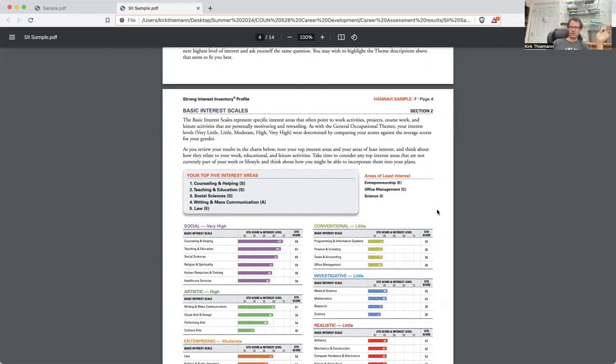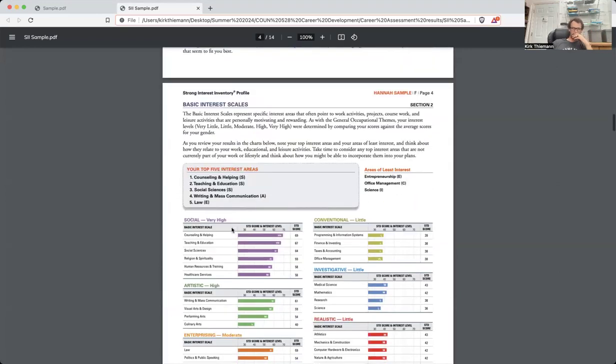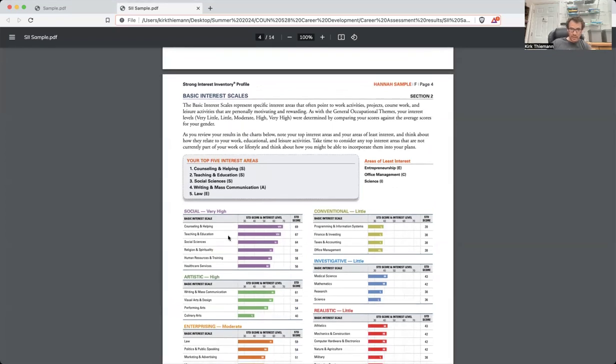So we know the interest theme code for Hannah is SAE, but now we start to figure it out. Okay, in social specifically, which was very high, counseling and helping was the highest score at a 69, and then teaching and education very high at 67. But some areas in social were just moderate, like healthcare services. So we know that Hannah wants to help others through the social code being high, but there is a specific way that Hannah wants to help: through counseling and helping and teaching.